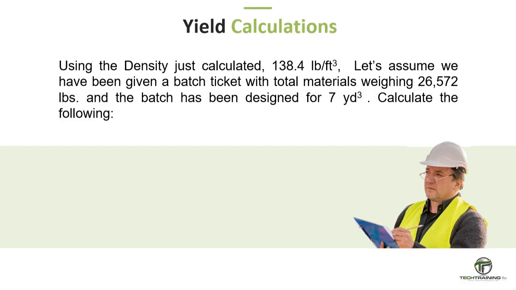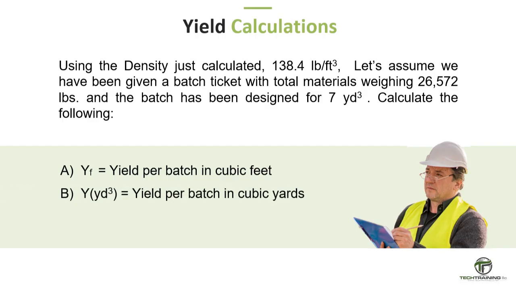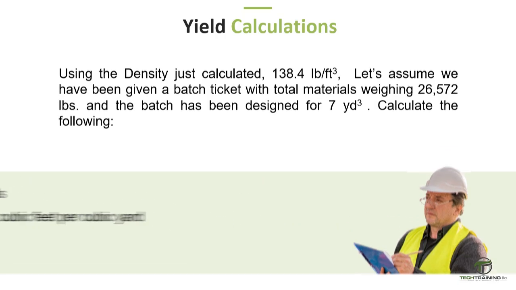We are at the job site, and we are handed a ticket that tells us the weight of all materials batched is 26,572 pounds. We have ordered 7 cubic yards of concrete. The unit weight is 138.4 pounds per cubic foot. We are now going to calculate the yield per batch in cubic feet, the yield per batch in cubic yards, and the yield of cubic feet per cubic yard. After which, we will make the final cement content calculation.